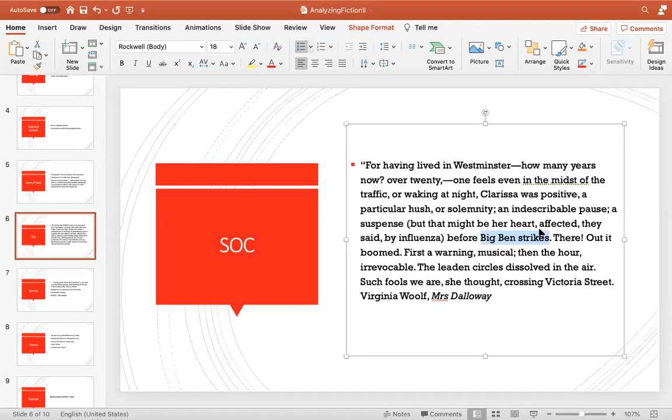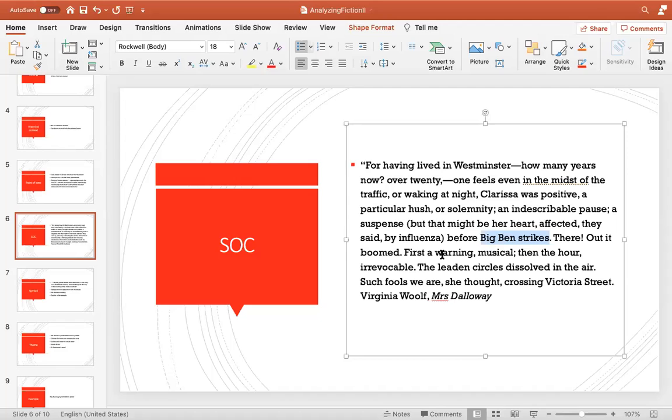So one can interpret this extract as giving to us a contrast between the quietness of the human soul and the loudness of the reality outside. So Big Ben therefore becomes a symbol of a loud reality, a striking reality, a reality which kind of controls us all the time, and that keeps us busy all the time, and that keeps us engaged, and that keeps us disturbed all the time.